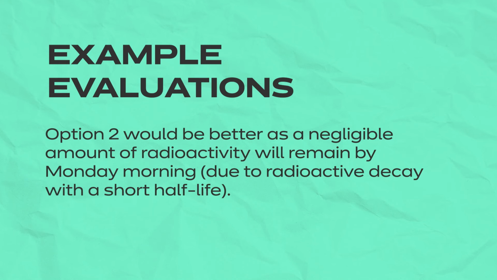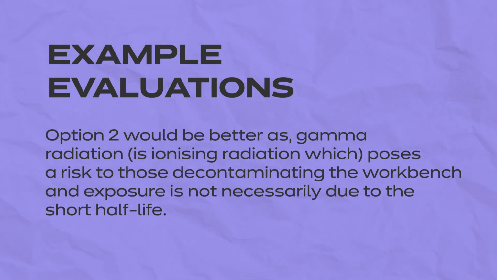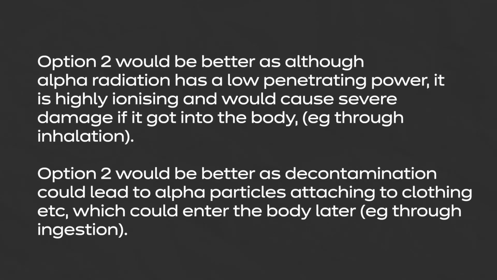Finally, we need to be clear on the outcomes of all the information that has been provided. In this example, there needs to be a clear evaluation given of the best option. Some examples of the evaluation taken from the mark scheme for this question are: option 2 would be better, as a negligible amount of radioactivity will remain by Monday morning, due to the radioactive decay with a short half-life. Option 2 would be better, as gamma radiation poses a risk to those decontaminating the workbench, and exposure is not necessarily due to the short half-life. More examples from the mark scheme can be seen on screen.